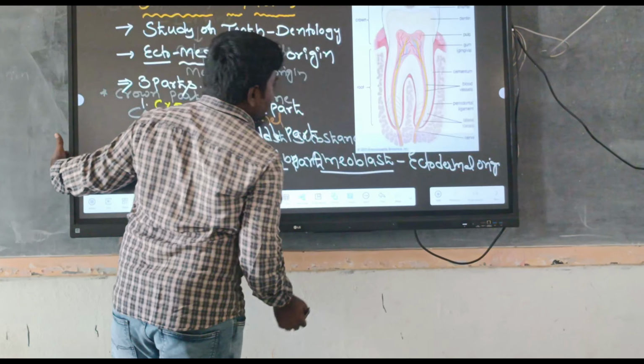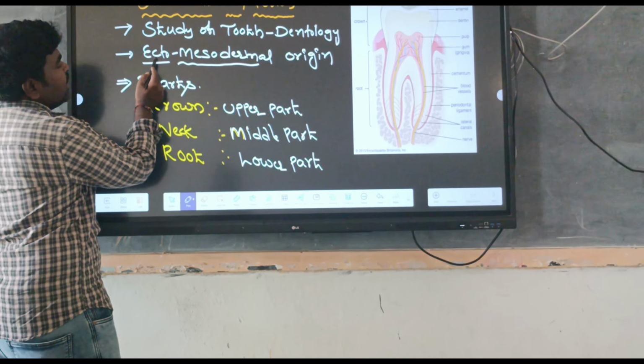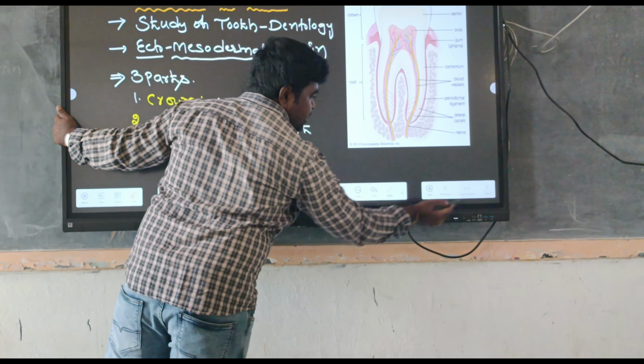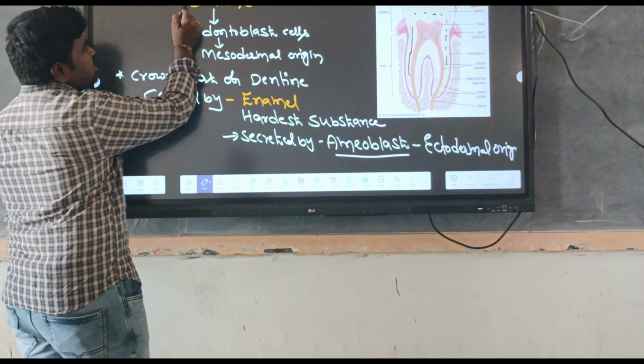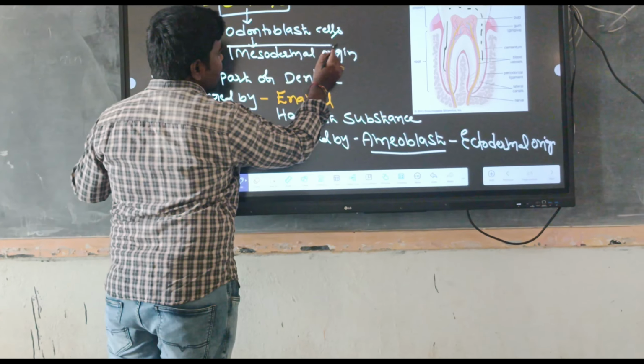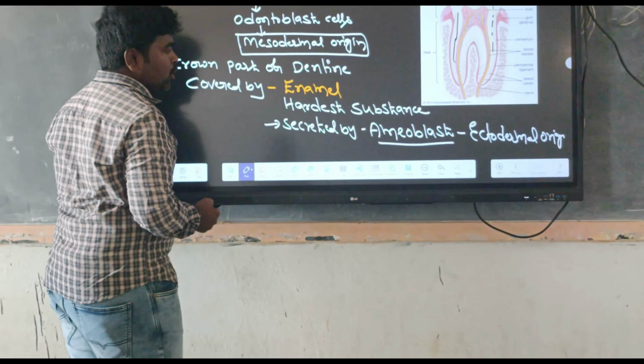So that is the reason. For example, you have looked at that the tooth is ectomesodermal. Why? Because we have to say some part of the tooth here. What is the part here? Dentine. Dentine is developed from the mesoderm by the odontoblast cells.